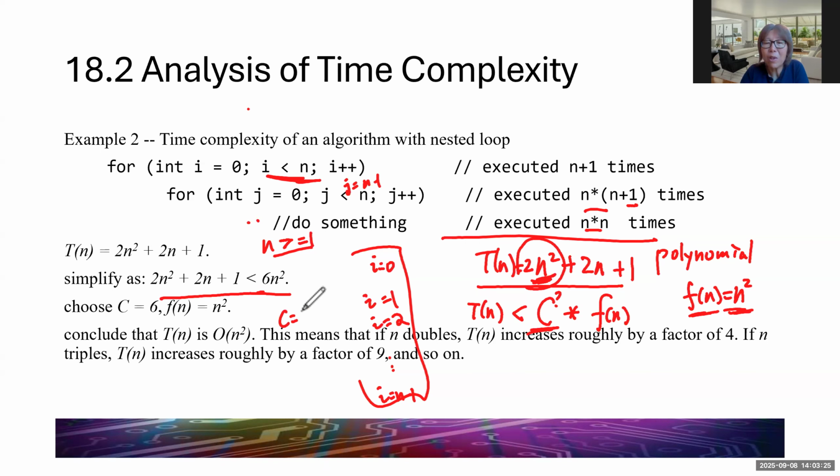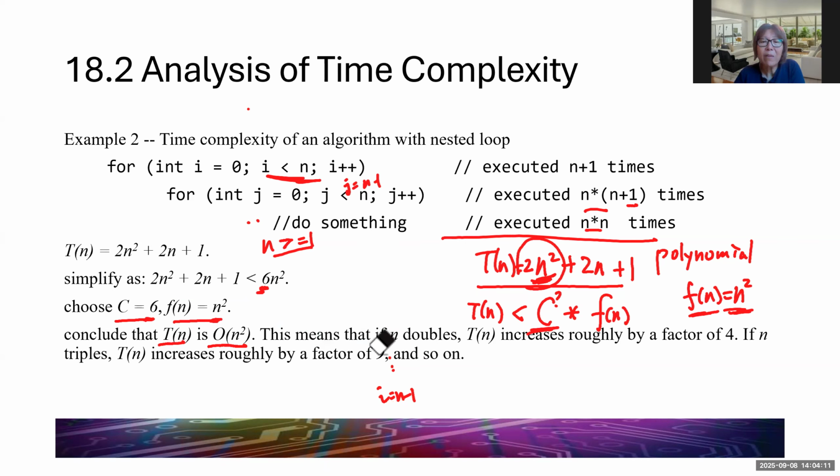Of course, you can choose c is 7, c is 8, c is 9. Some other positive constant will also be fine. This c will make this relationship always true. So we find the constant c, and then we can say F(n) is n squared. And since F(n) is n squared, then T(n), the time complexity, the big O in this case, is n squared.